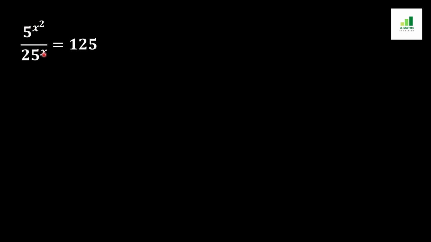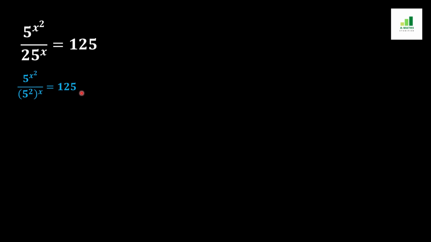In order to solve this question, in the first step we should write this 25 to the power x as (5 squared) to the power x. On the other part of the equation, which is 5 to the power x squared, equal to 125, will remain the same.